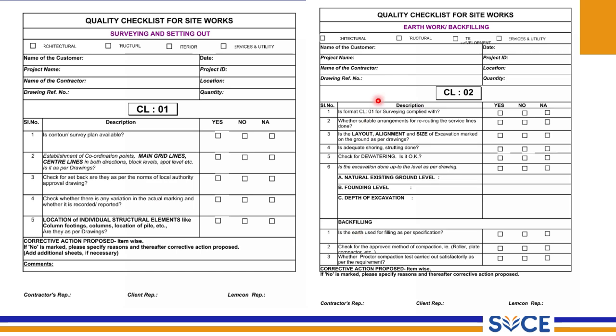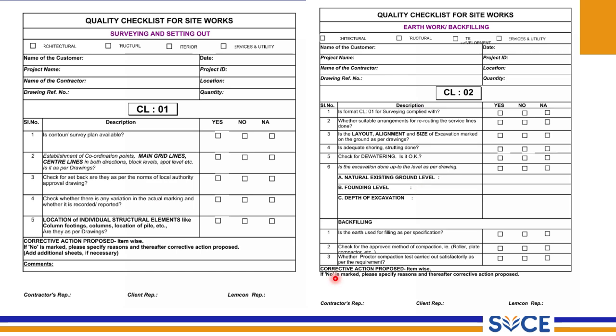Now we can go through another set of works whose checklists are shown here: earthwork and backfilling. For earthwork, the format is: is surveying complied with? Have suitable arrangements for rerouting the service lines been made? Are the layout, arrangement, and size of excavation marked on the ground as per drawings? Always the checklists have been prepared based on as per drawings; it is a question that is asked regularly. Is adequate shoring being done? Check for dewatering, is that okay? And is excavation done as per the level in the drawing?